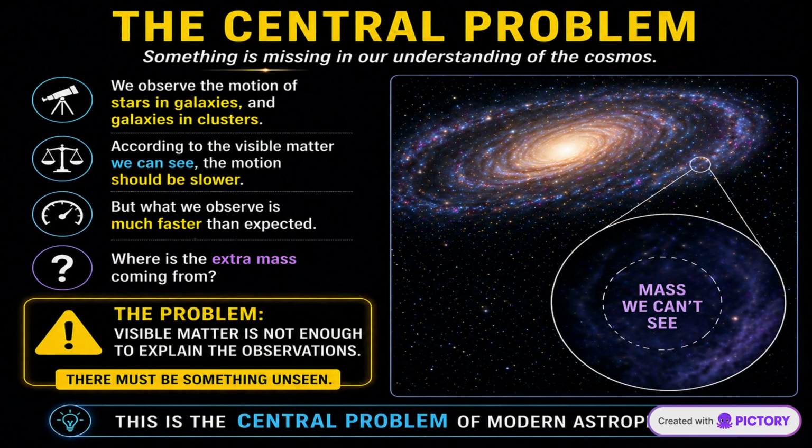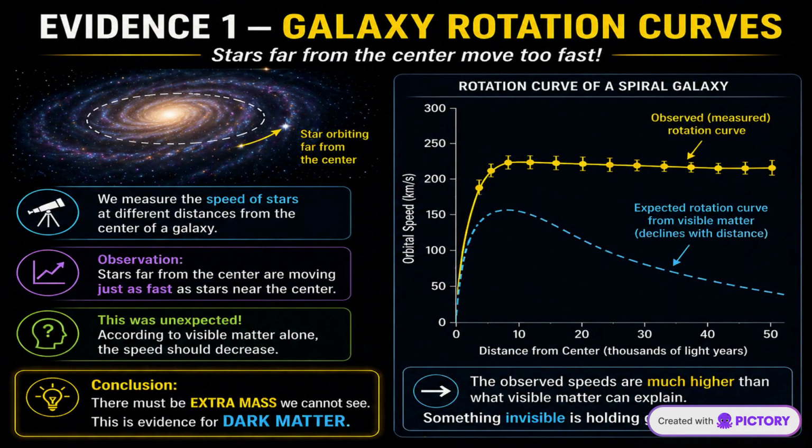We observe galaxies moving faster than visible matter can explain. This suggests the presence of unseen mass, highlighting a central problem in modern astrophysics. Stars at the edges of galaxies move faster than expected, suggesting extra mass we cannot see. This unexpected observation provides evidence for dark matter, which holds galaxies together.